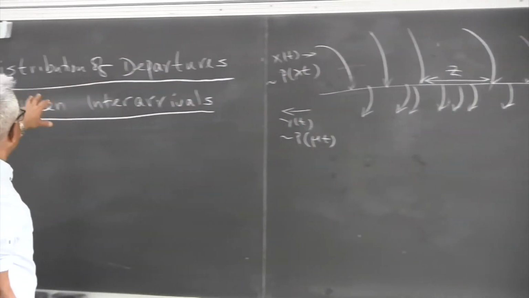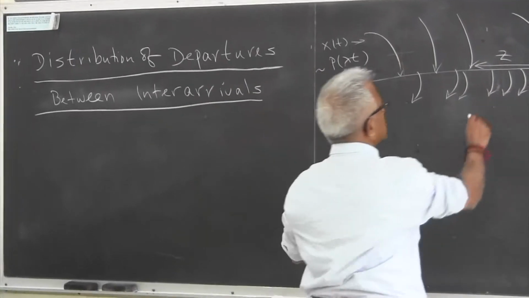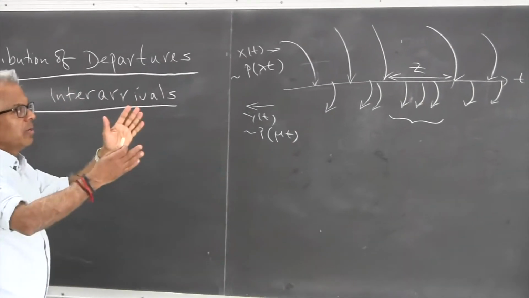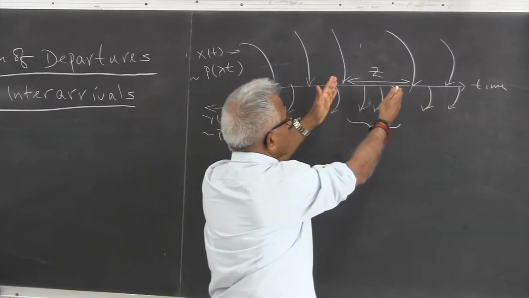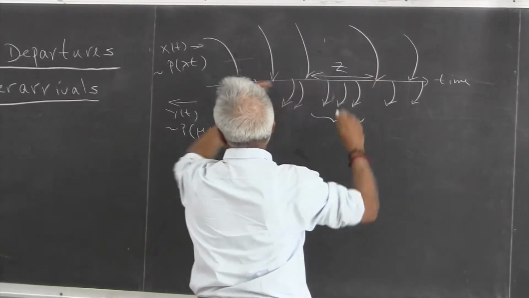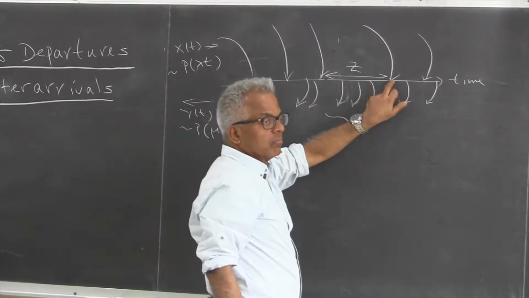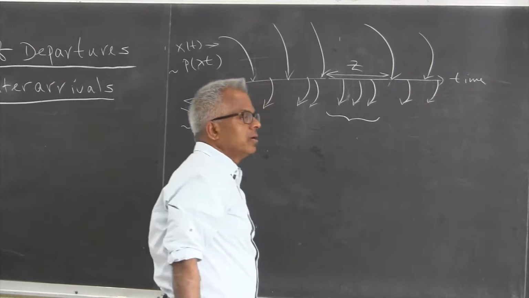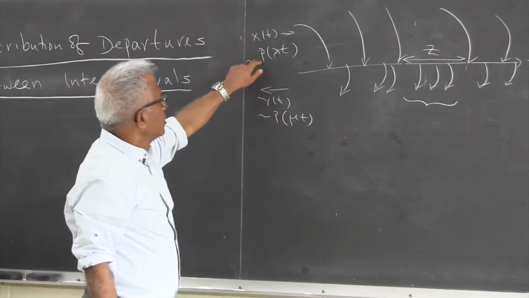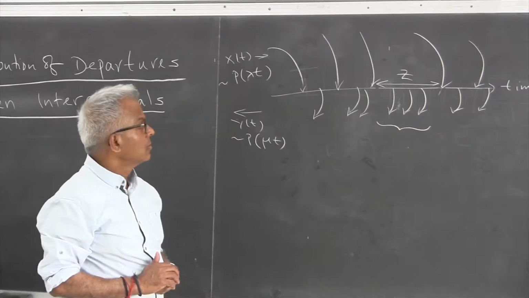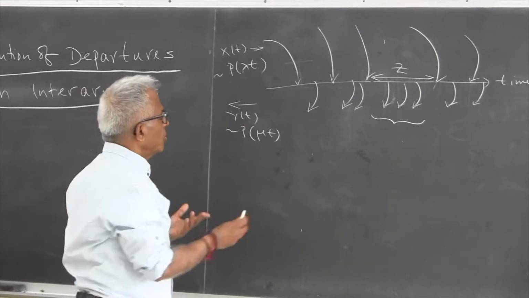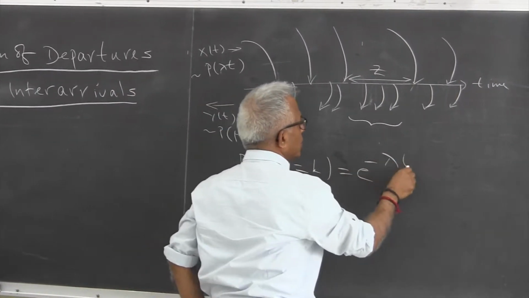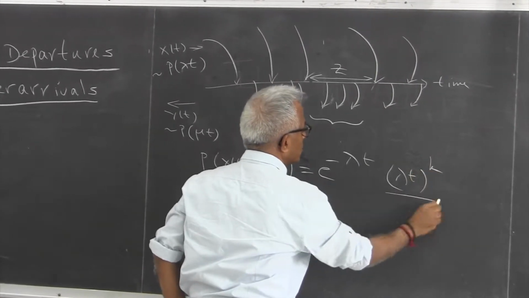So what we are interested in is to find the distribution of these departures of Y during this random variable. This random variable represents the inter-arrival time, which is exponential. We have seen this earlier. So during this duration, how many departures are there, provided that both the processes are Poisson. So Poisson means the probability of X(t) equal to k is e raised to minus lambda t, to the power k over k factorial.